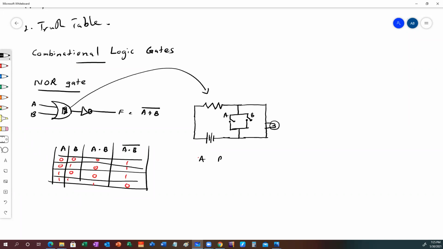Switch A, switch B, bulb. Off, off. What happens? Off, off. Bulb is on. Here you can see a complete circuit.